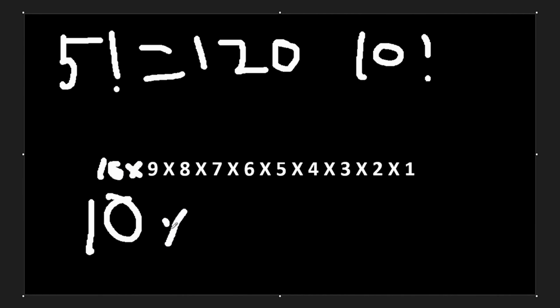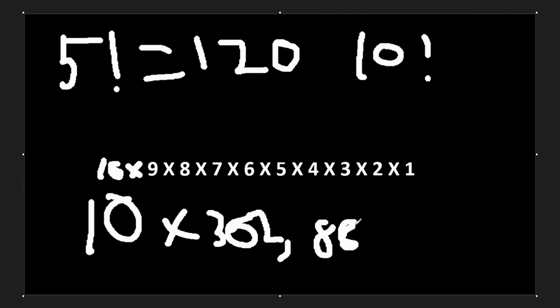10 times 362,880, excuse this handwriting with the mouse, I'm not very good at this. So if we were to take that times 10, well, that would be 3,628,800. So that's the factorial of 10. My point is that the numbers it gives really scale up really fast just from going from 5 to 10. By going up to 10, we're already in the millions.